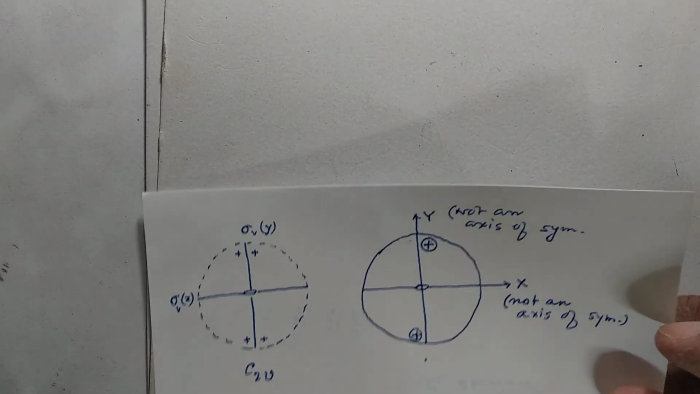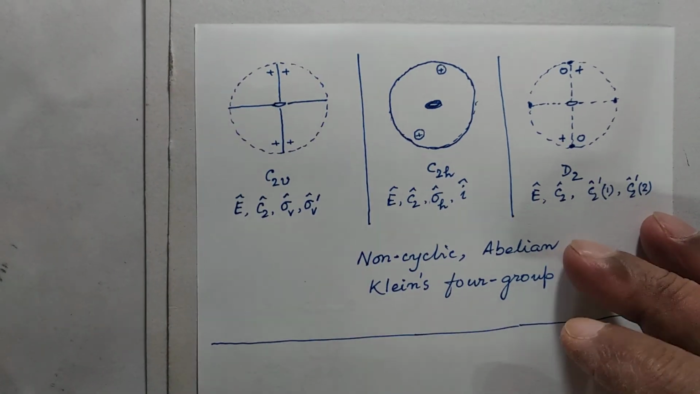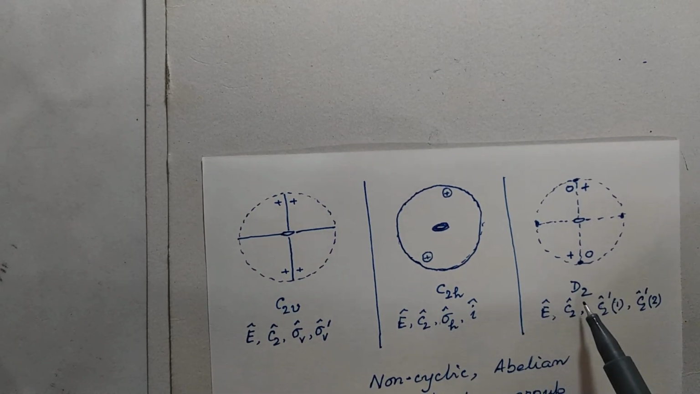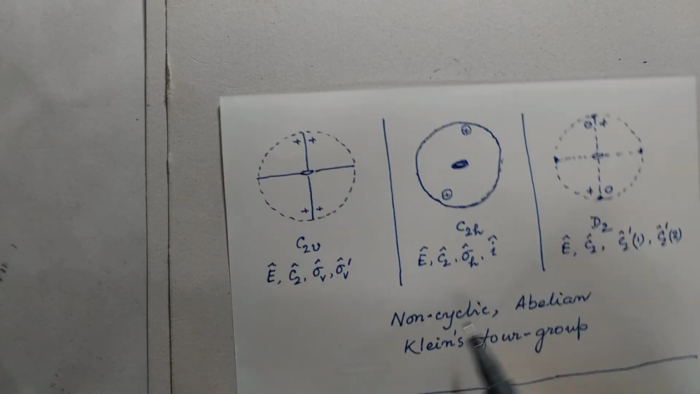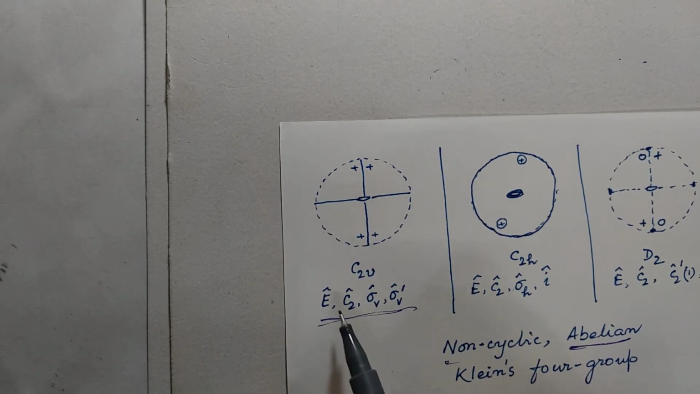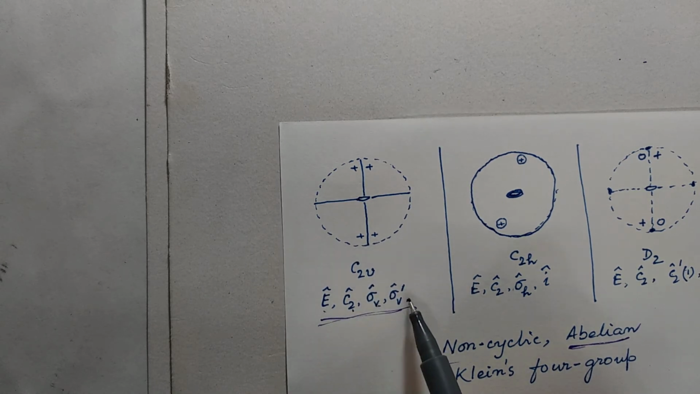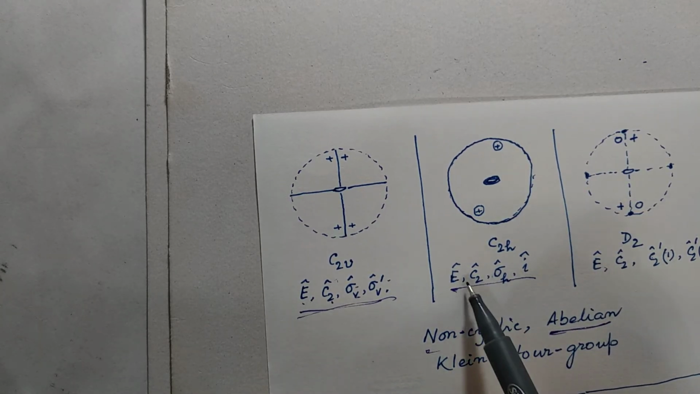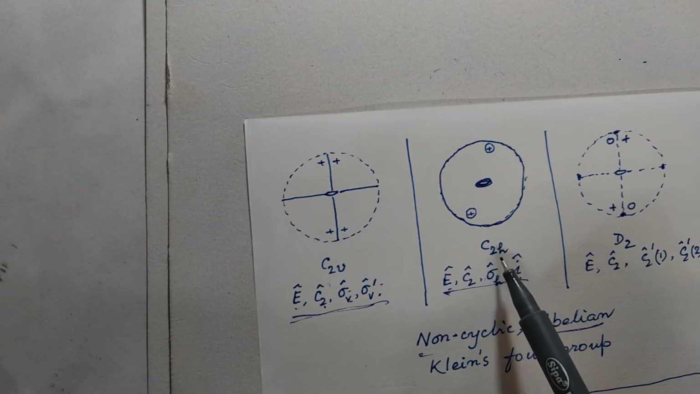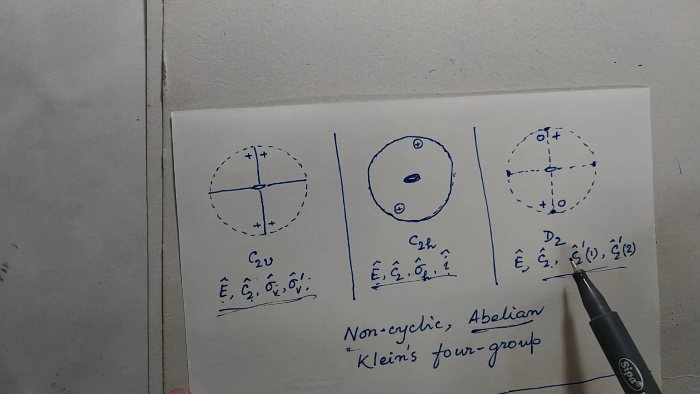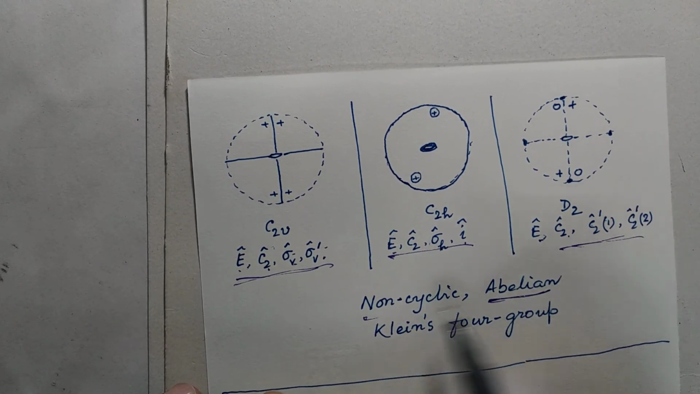Let us now come to actual examples of point groups, symmetry point groups. The point groups C2v, C2h and D2 are non-cyclic abelian groups. C2v has these 4 elements: identity, C2, sigma v, sigma v prime. If you square each of these elements, you will find E. Here also, E, C2, sigma h and I in case of C2h, and in case of D2, E, C2, C2 prime 1 and C2 prime 2. All these are of the second type, non-cyclic abelian groups.